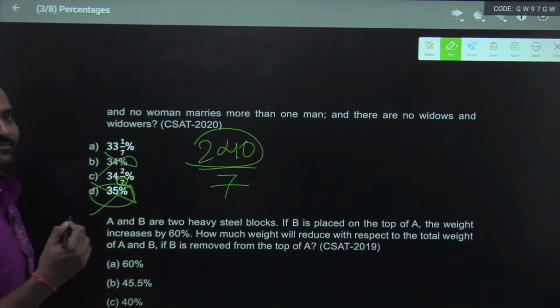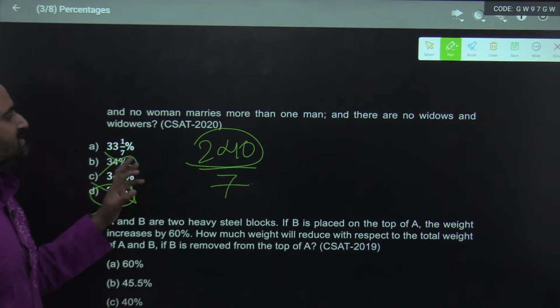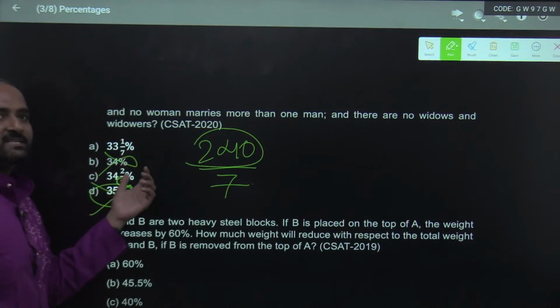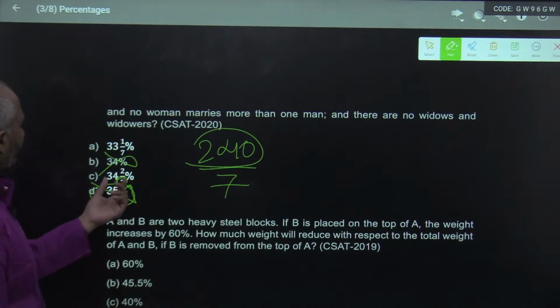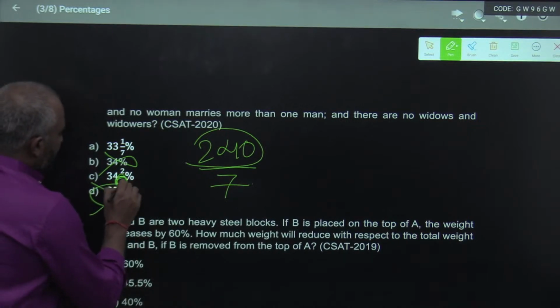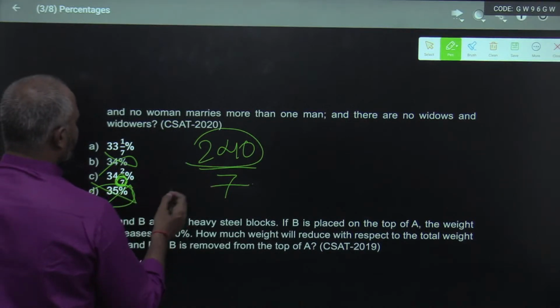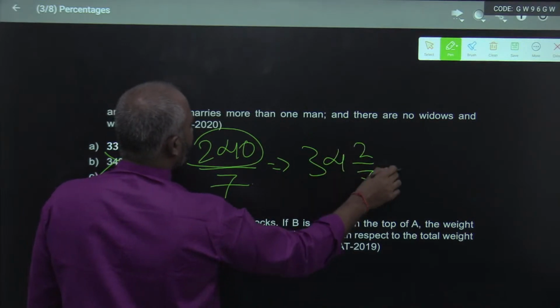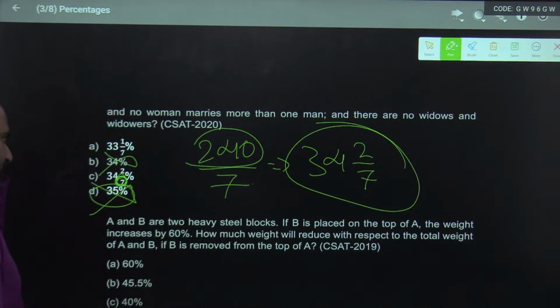So definitely, what does 7 mean? If you know mixed fractions, we will discuss this in number systems. Just like how we discussed every concept in percentages, in the same way we will discuss fractions and mixed fractions in the number systems class. I hope you will be around to watch that. So this means that there is a 7 in the denominator. If you see, this value will be 34 2 by 7.